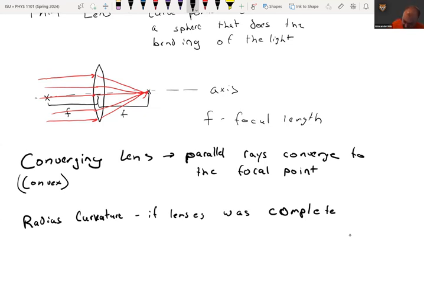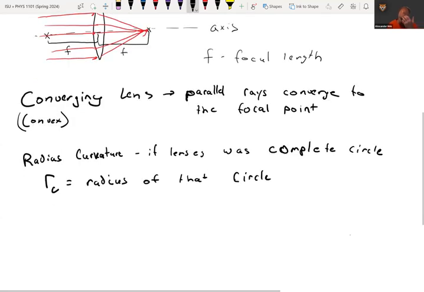But if it was a complete circle and you were doing this, basically the radius of curvature, R sub C, is equal to the radius of that circle.